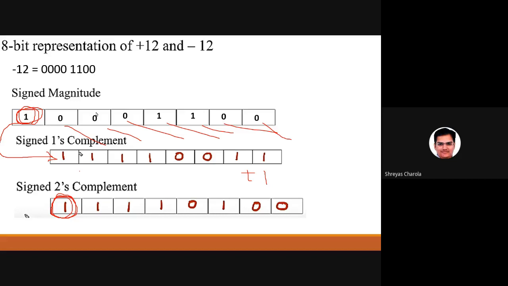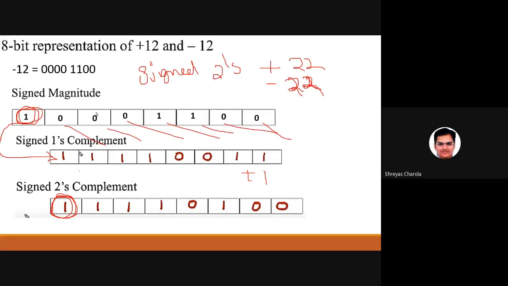Okay, so no doubt. So if I ask you to represent the signed 1's and 2's complement of the number plus 15, let me give another number, plus 22 and minus 22. Write down the answer in the chat box. 22 and minus 22. Write it down in the chat box.